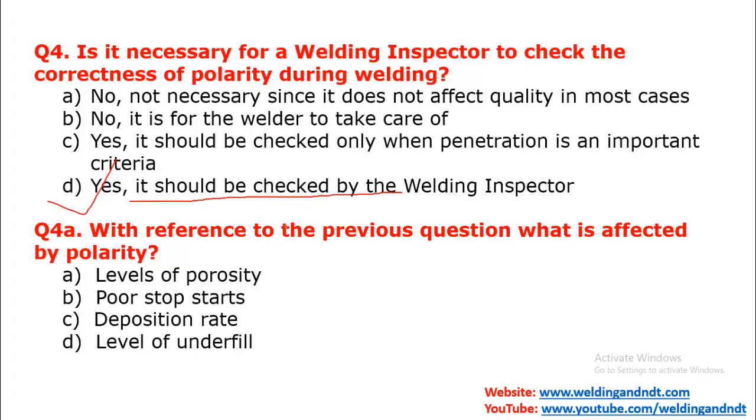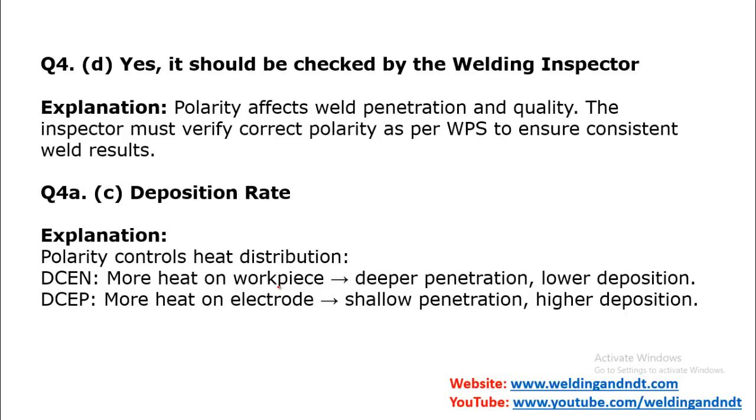Now question number 4A. With reference to the previous question, what is affected by polarity? Means among the four options, what will be the most affected by the polarity? Option A is level of porosity, option B is poor start stop, option C is deposition rate, and option D is level of underfill. Friends, the correct answer is deposition rate. Deposition rate will be most affected by the polarity.